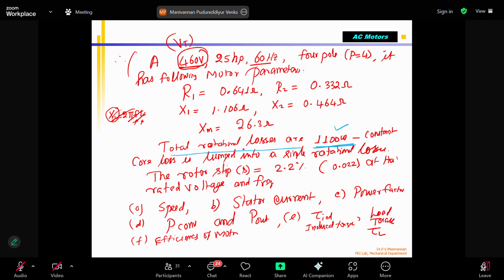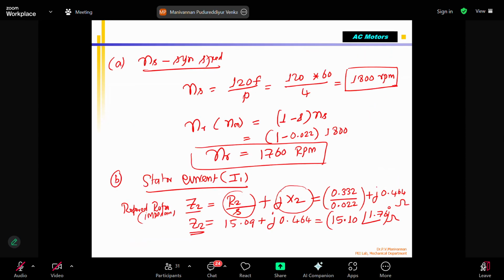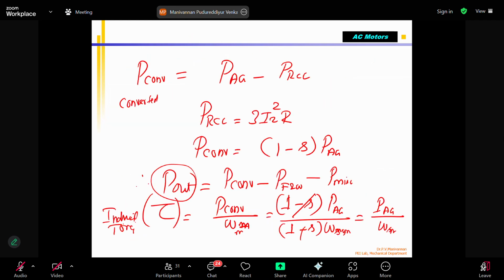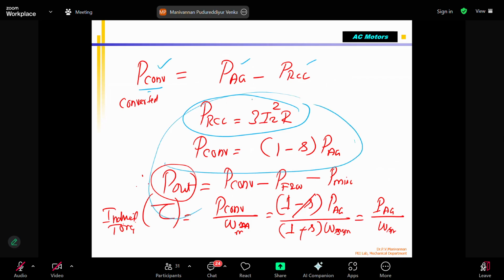If they're not given, for example, sometimes P windage alone is given, the windage losses, or the rotor copper losses are given. If only windage losses are given, that means you need to compute the PRCL also, correct? The PRCL formulas are given already. So we know P conversion is PAG minus PRCL, we got it. From here we are going directly, because all these other losses are already given as a lumped parameter. Since they are given, you can find it.